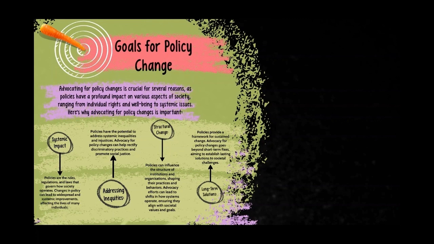Chief among them are addressing the systemic inequities that exist across all types of systems in the United States, such as healthcare, housing, vocational opportunities, and higher education. Addressing these inequities can bring about structural change across these institutions and organizations. They can help shape their practices and behaviors and make shifts in how systems operate. These shifts will create policies that provide a framework for sustained and long-term change, and not just the favored band-aid solutions that people in power seem to favor nowadays.